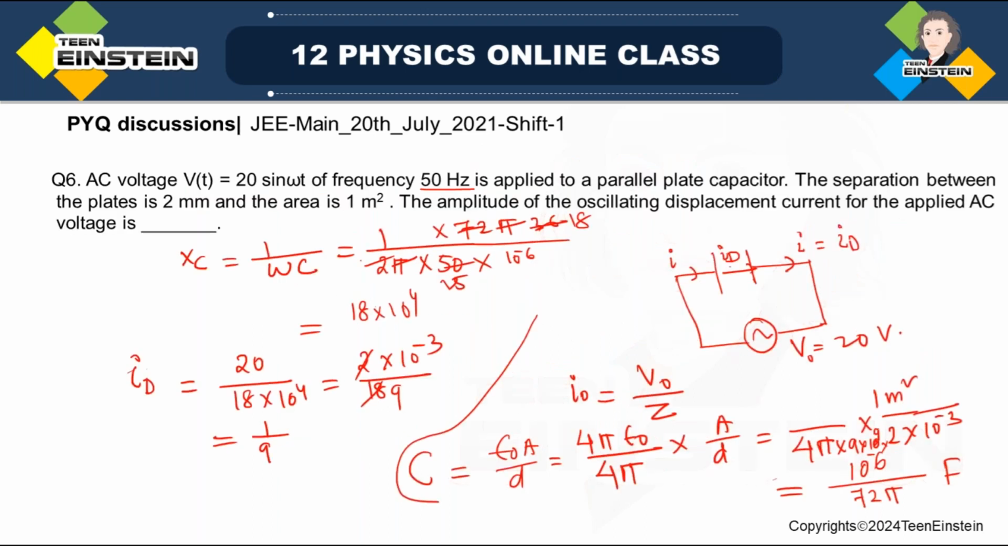The only concept here was that the current through the capacitor is actually the displacement current, and that is exactly equal to the conduction current outside the circuit. That is the concept. So for that we had to find out the current outside, the amplitude of the current. Okay, so that's it.